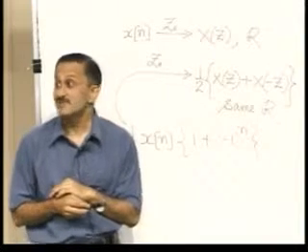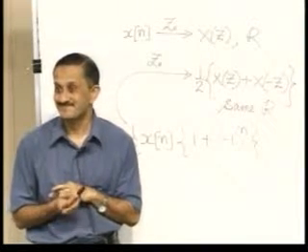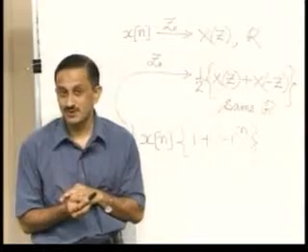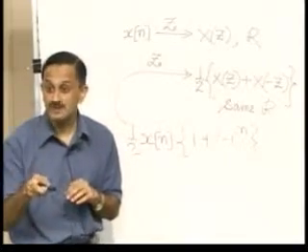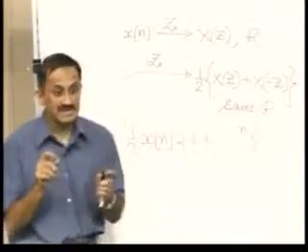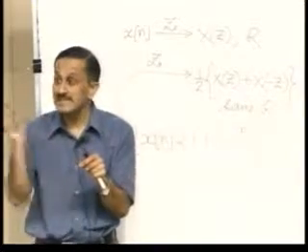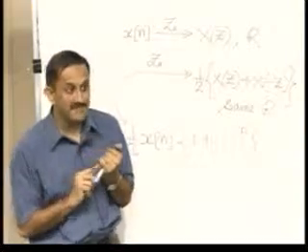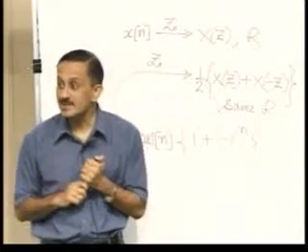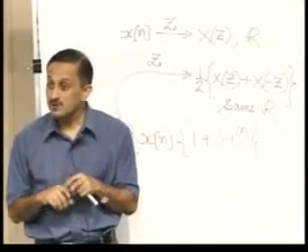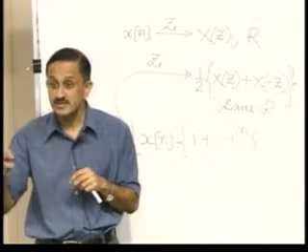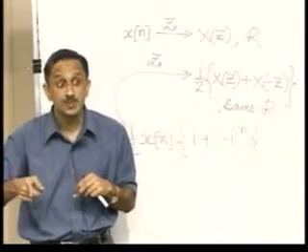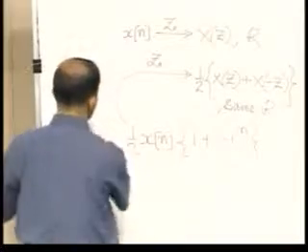But this is not the end of the story. We have not really got to where we want. What we have done is kept the even samples at the even locations. What we want now is to bring them from the even locations to the even locations divided by 2. So let's understand what we want to do.